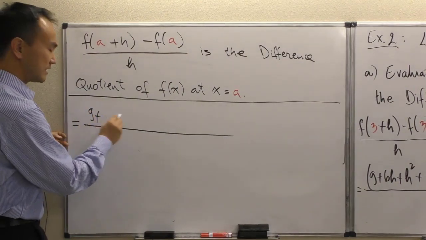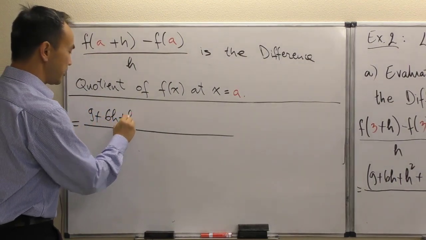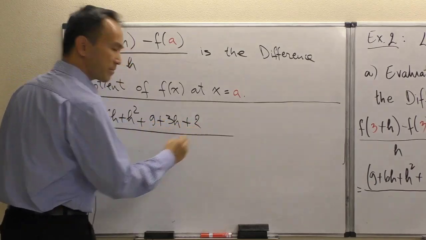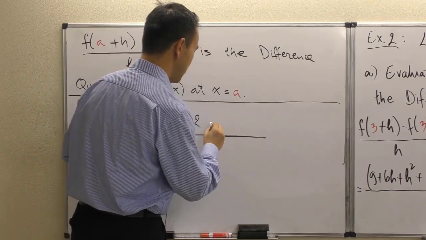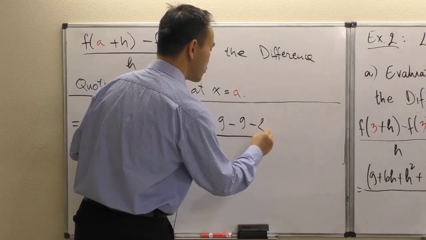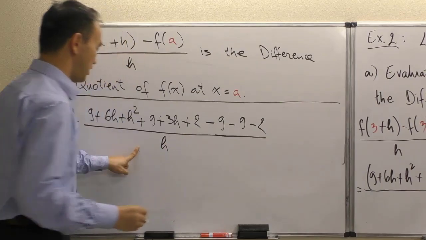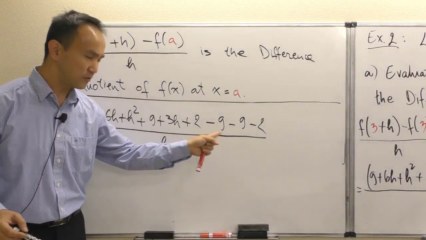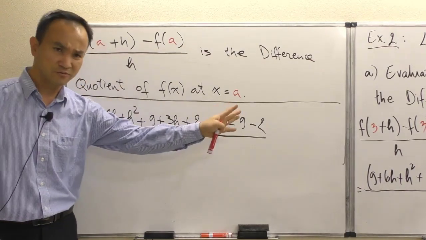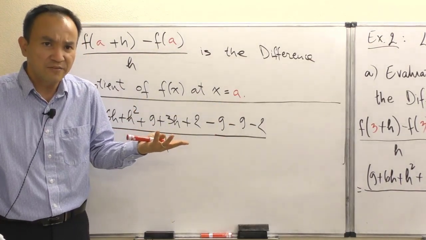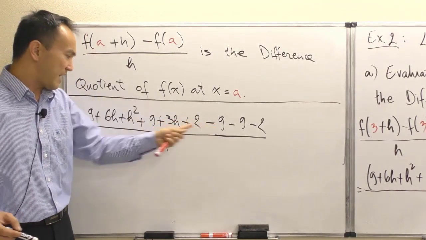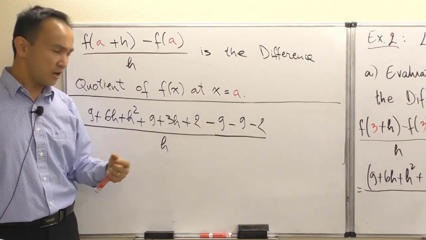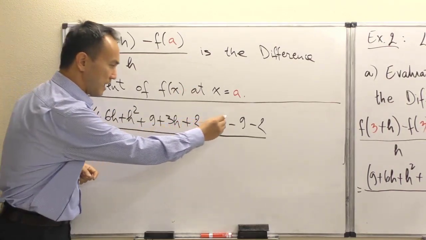9 plus 6h plus h squared plus 9 plus 3h plus 2, and then it is going to be minus 9 minus 9 minus 2, over h. The reason I held on to the numerical calculation is that I feel personally I didn't even have to do that. Here's the reason: now I have a whole bunch of cancellation, so why waste so much effort and do a lot of recalculation? So this 9 cancels with that 9.